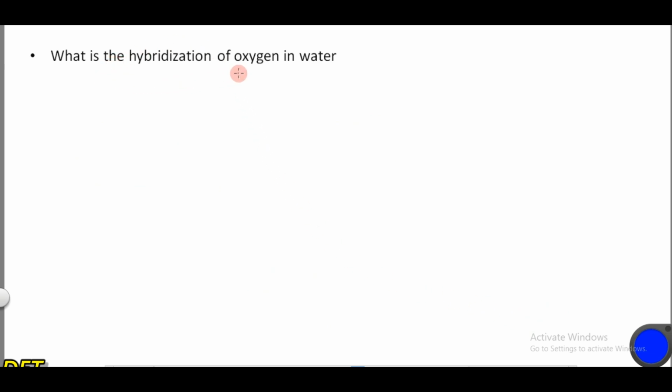So let's look at the last example that we have here. What is the hybridization of oxygen in water? So we're looking for the hybridization of oxygen in water, H2O, right? So oxygen has 8 electrons.